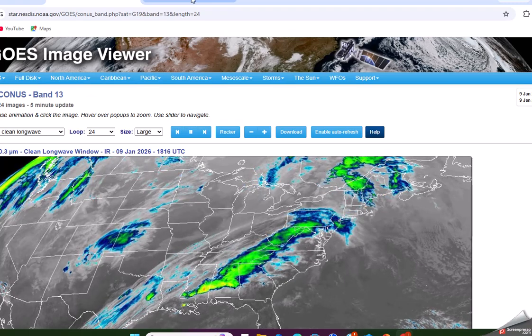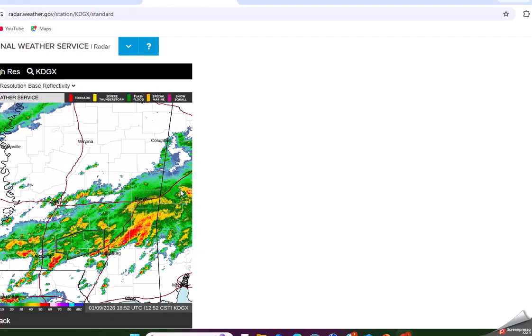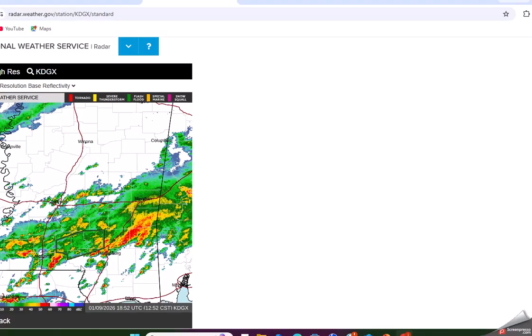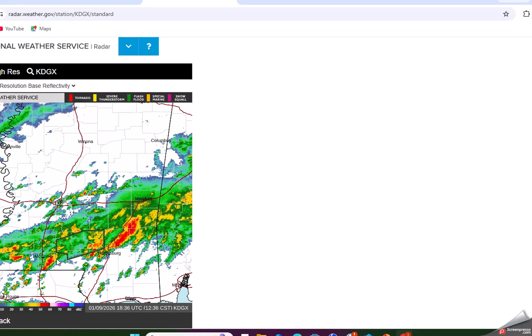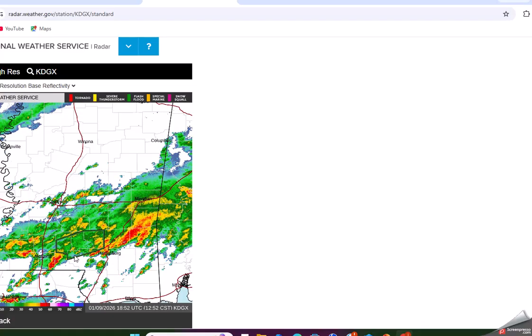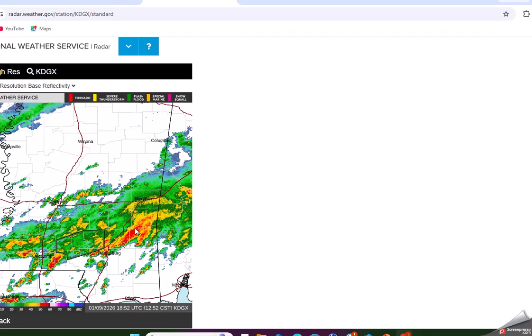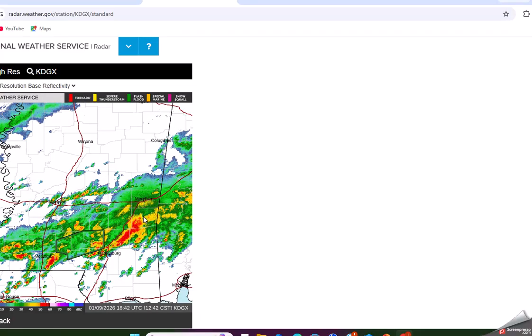And finally, I just wanted to give you a glimpse at another way of looking at things. This is a radar image. And you can actually see they've issued a severe thunderstorm warning for this cell down here. And there are several bright red thunderstorm cells here. Lots of yellow for heavier rain.